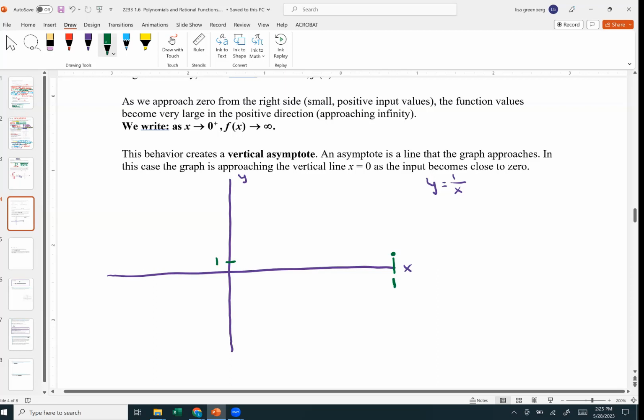Now, let's say x equals 1/2. So 1 divided by 1/2, keep, change, flip, is the same as 1 times 2, which equals 2. So this is 2, and we have a point here. Actually, let's move this one down a little. I think I'm a little high there.